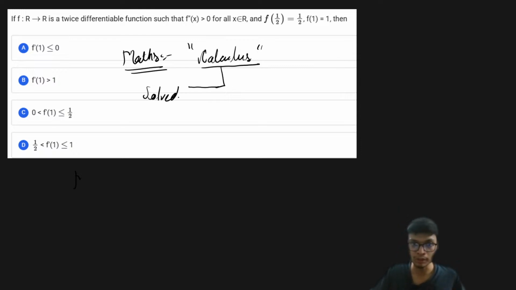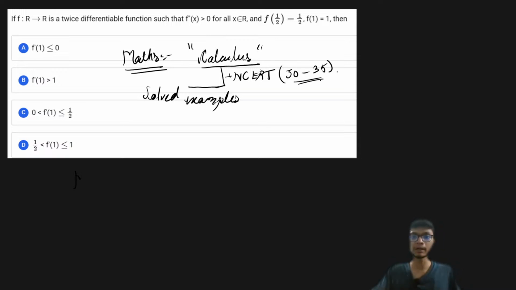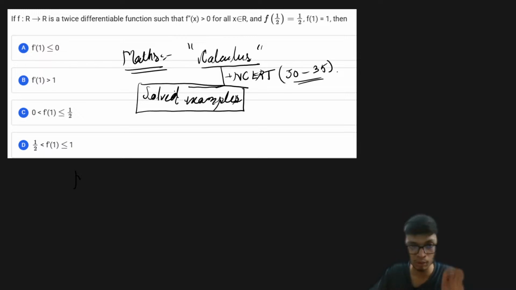Once you're done with that, along with that you have to also study the NCERT. NCERT will hardly take you 30 to 35 minutes for each and every chapter, so you can do that easily. And from any standard textbook like Cengage or Aryan, I'm not promoting anything, but I'm telling you, those are good books. You can follow those books and try to solve the solved examples.